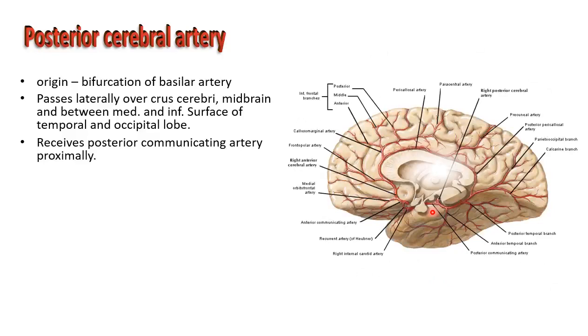Now looking at the branches of the posterior cerebral arteries. It has cortical branches. The cortical branches consist mainly of posterior temporal branches, which you are able to see here, and then it also contains your internal occipital branches, which can be divided into parieto-occipital and calcarine.